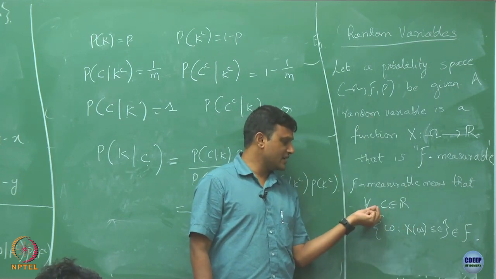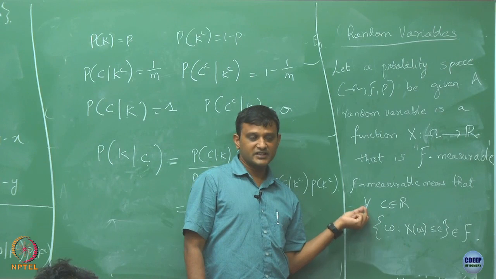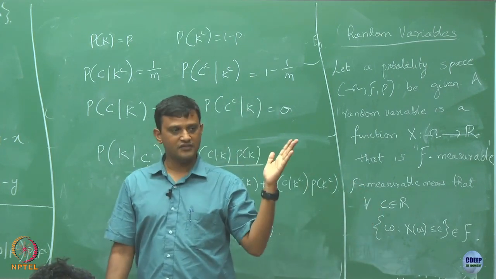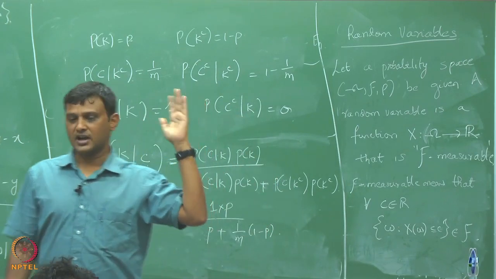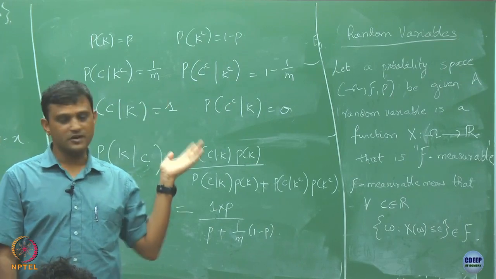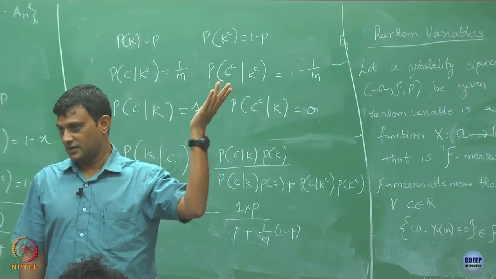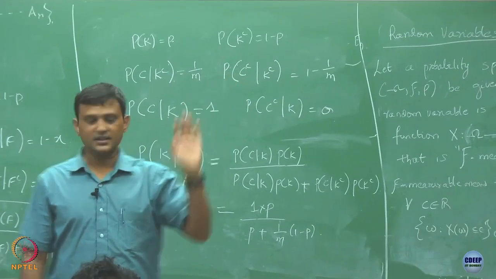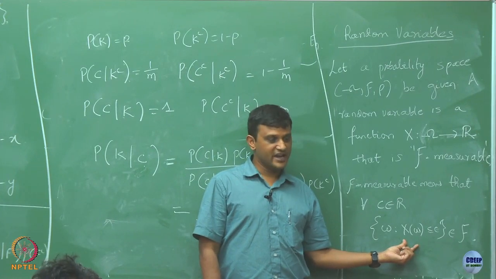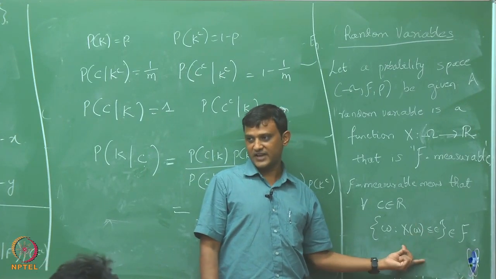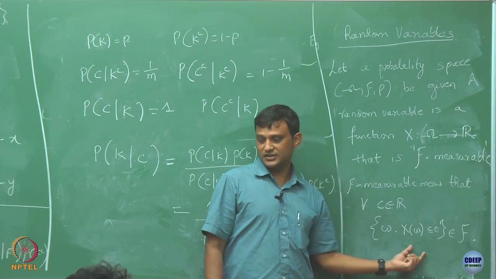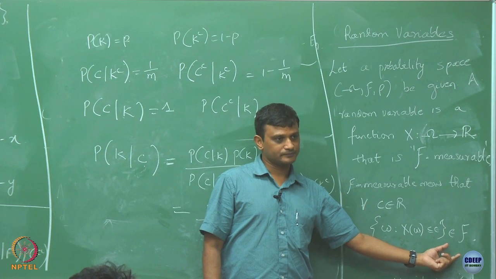And notice that this condition needs to be satisfied for every C. You may ask any question of this form. What is the probability that the outcome of my experiment is going to be less than 10? You may ask, is the outcome going to be less than 10.003? Whatever number you ask, I want to be able to assign a probability, and I can do that if that event belongs to my event space. That is why for any C I want this to belong to my script F.